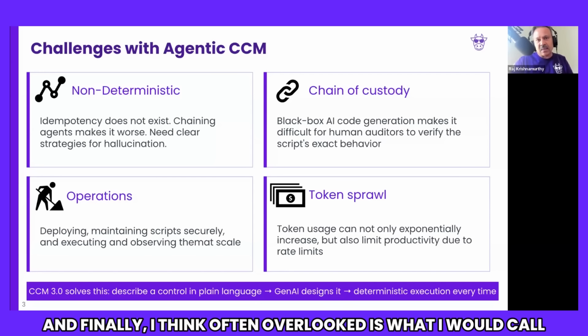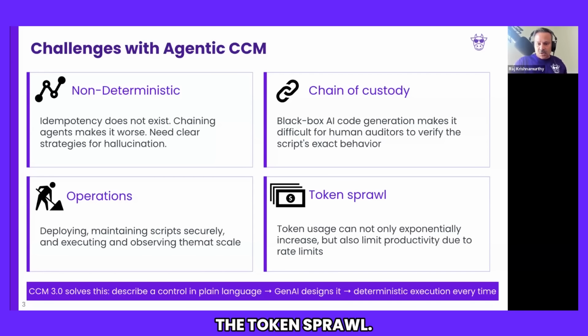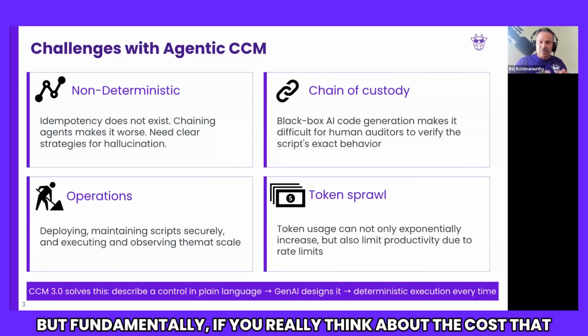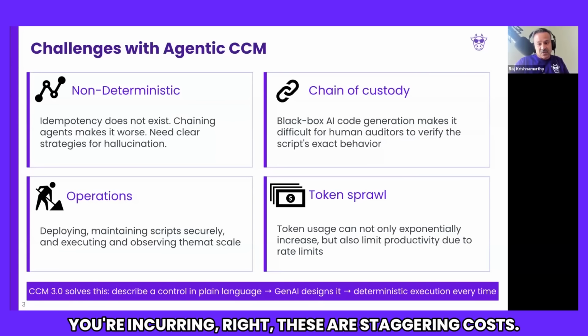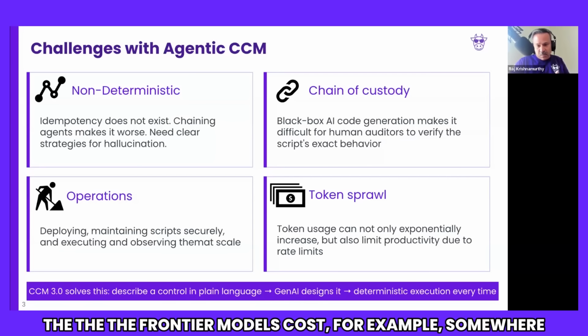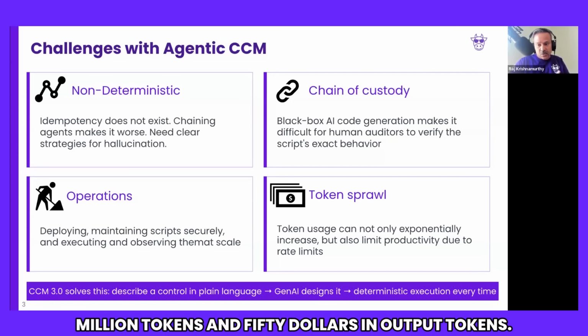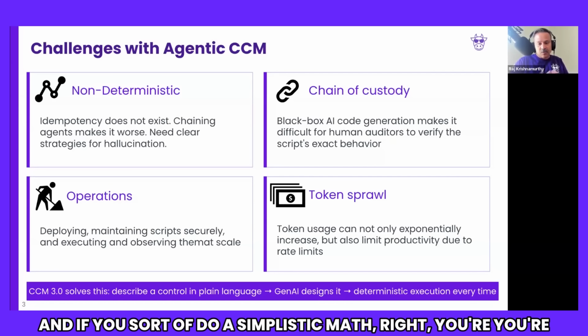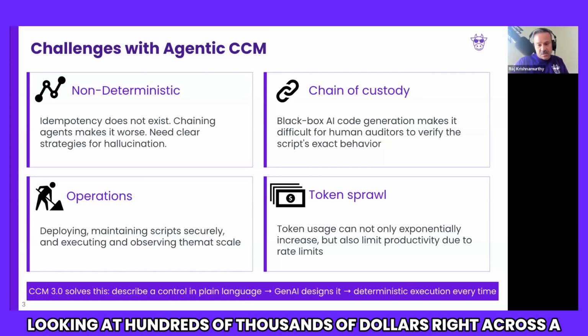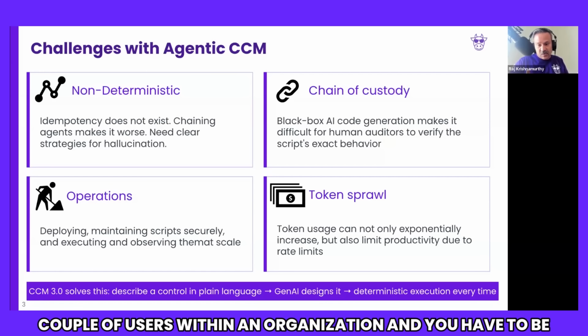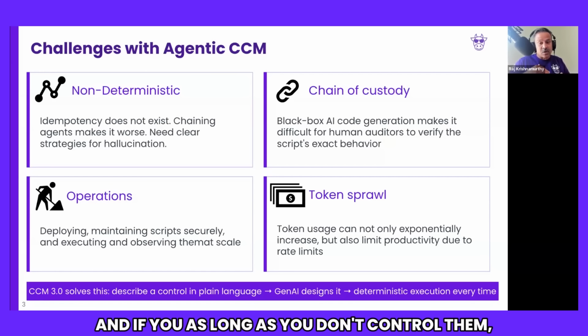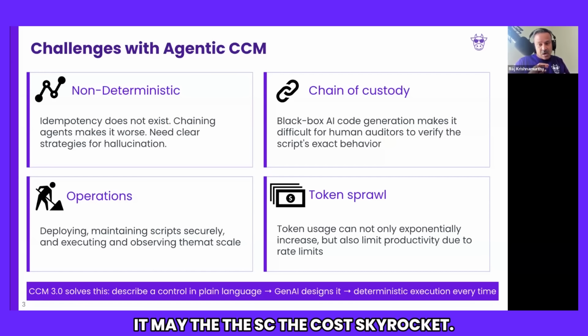And finally, I think often overlooked is what I would call token sprawl. I think it's an understatement, but fundamentally, if you really think about the cost that you're incurring, these are staggering costs. The frontier models cost, for example, somewhere around $10 in input tokens for 1 million tokens, and $50 in output tokens. And if you do simplistic math, you're looking at hundreds of thousands of dollars across a couple of users within an organization, and you have to be prepared. And if you don't control them, the costs skyrocket.